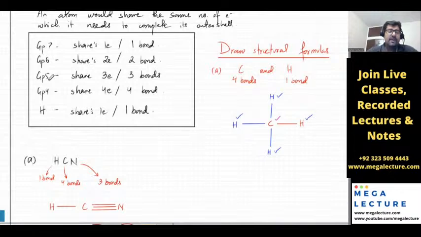Group 5 will make 3 bonds. It needs 3 electrons. Group 4 will make 4 bonds because it needs 4 electrons. And hydrogen is not in any group, so it only has 1 electron, so it will share exactly 1 electron. So that's the rule. Who makes how many bonds? And we started learning about structural formulas. It's a lot easier if you just draw the structural formula first.